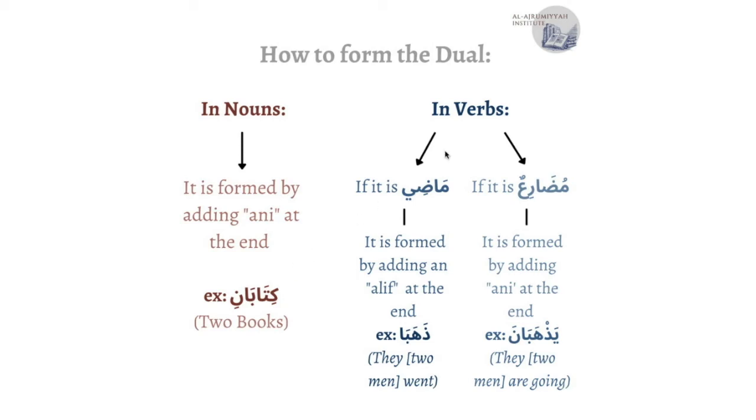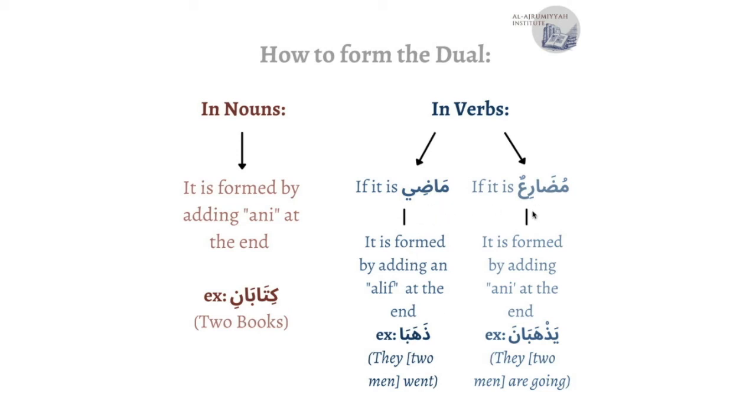Okay? It's very simple. For verbs, it depends whether it's in the past tense or the present and future tense, right? Because in verbs we have 3 tenses. We have the madi, the mudari', and the amr: the past tense, the present and future tense, and the imperative. So if it's in the madi, it is formed by adding an alif at the end of the verb. Dhahaba without the alif means he went. Dhahaba with an extra alif means they 2 men went. Just like dhahabat means she went. Dhahabata with an extra alif at the end and with a fatha on the ta, it becomes they 2 women went. Okay? That's how I do it in the madi. I add an alif at the end, more or less.